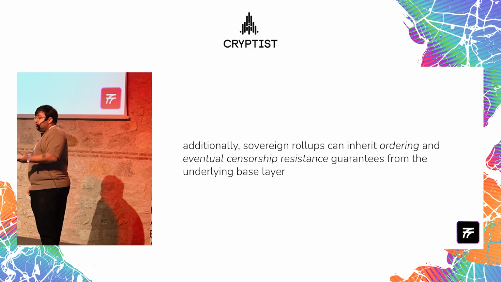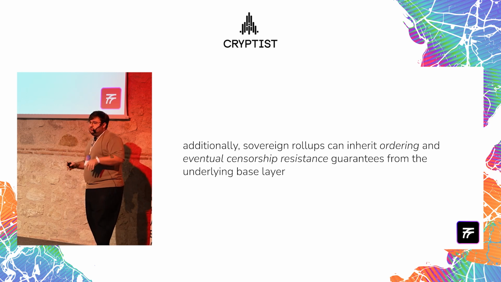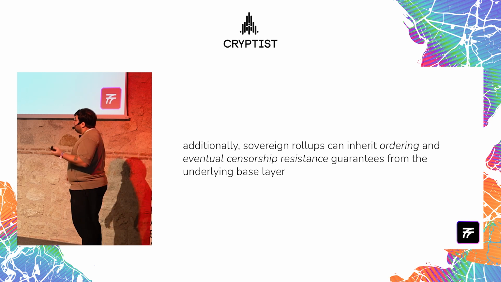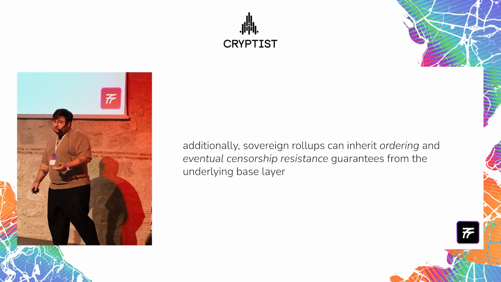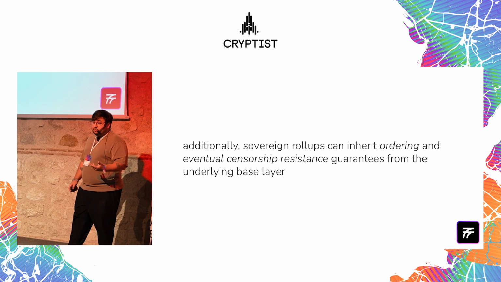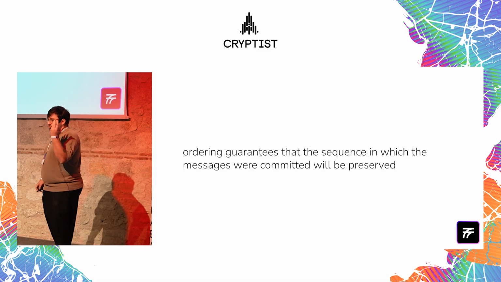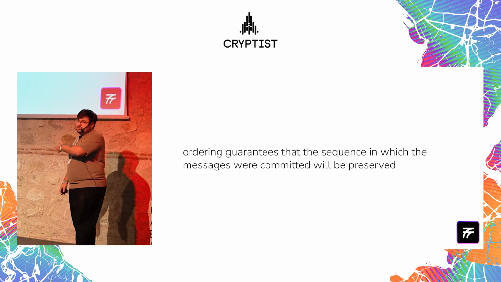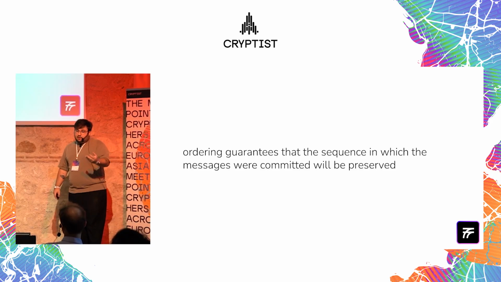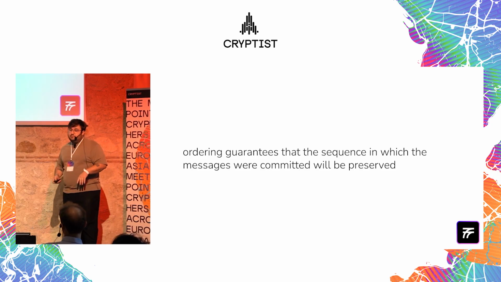And additionally, note that this is not the default construction. The default construction just guarantees data availability. But you can construct a sovereign rollup in a way where it inherits ordering and eventual censorship resistance guarantees from the underlying layer. So in this case, ordering just means that when the transactions are sequenced, the sequence in which the transactions are ordered is preserved, and it guarantees that the order is never going to be reorged later on.